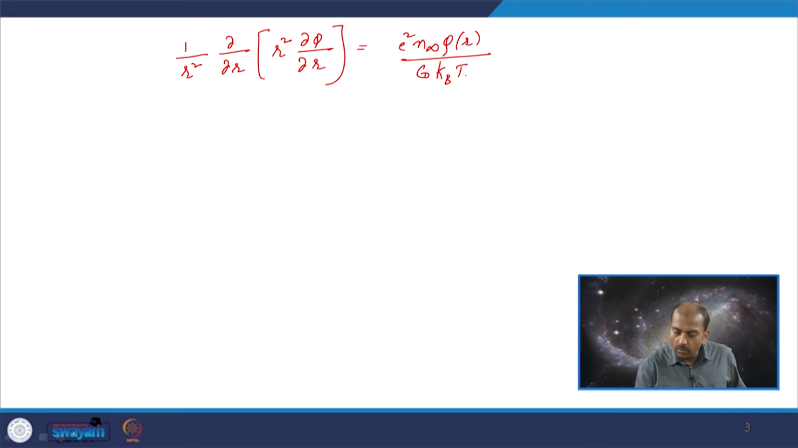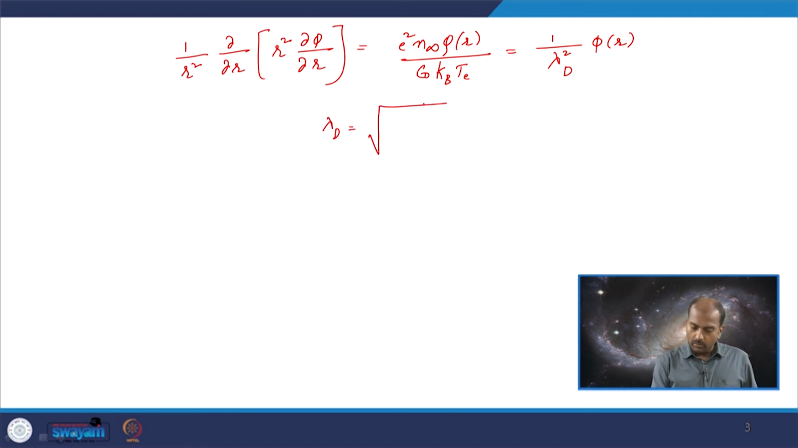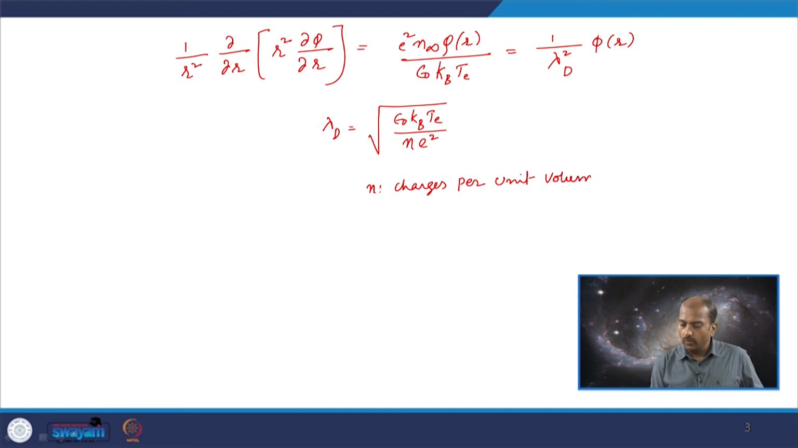Since we are talking about electrons, we can just say kb te. Now, this can be rewritten by identifying lambda d, a constant, times phi of r, where lambda d is simply epsilon naught kb te divided by n e square. So, what is here n is charges per unit volume, E is the charge of electron, Te is the electron temperature, epsilon naught is the permittivity of free space, Kb is the Boltzmann's constant.